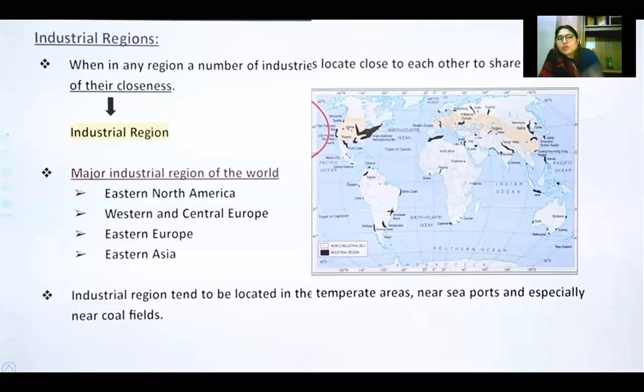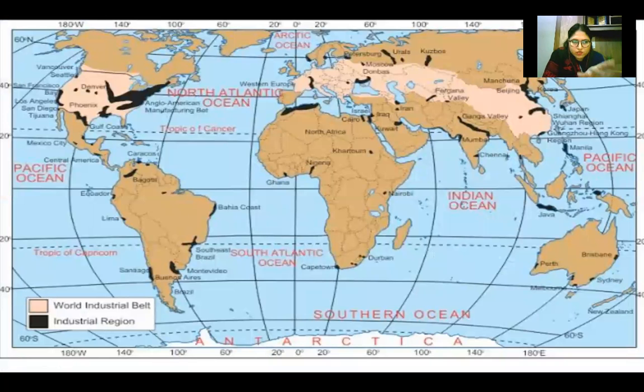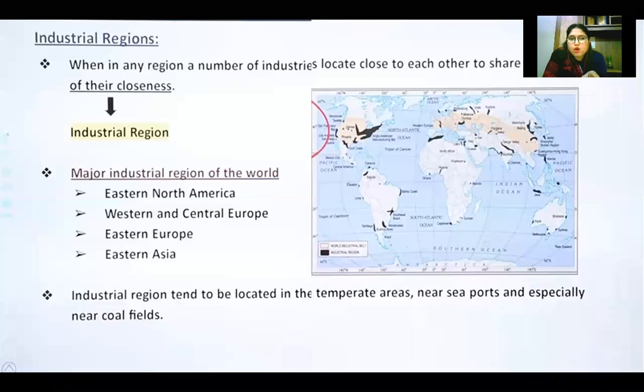Now, which are the major industrial regions of the world? It is Eastern North America. You know about the world map. This is not very clear here, so see this one big one. Here you can say the first one is Eastern North America.